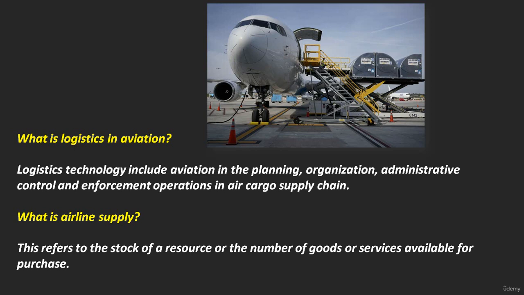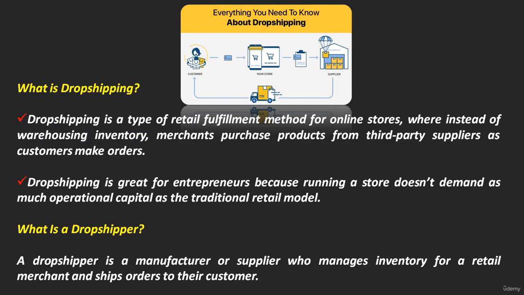Okay, the next one is we need to discuss drop shipping. So what is drop shipping? Dropshipping is a type of retail fulfillment method for online stores where, instead of warehousing inventory, merchants purchase products from third-party suppliers as customers make orders. The products are then shipped directly to the consumer. This way, the seller doesn't have to handle the product directly.